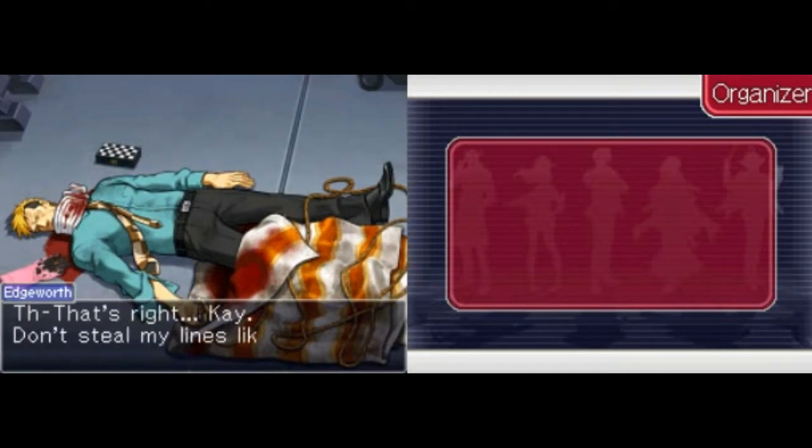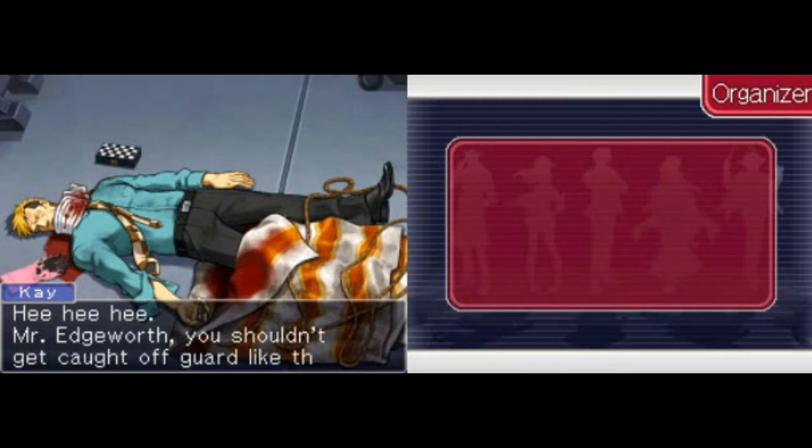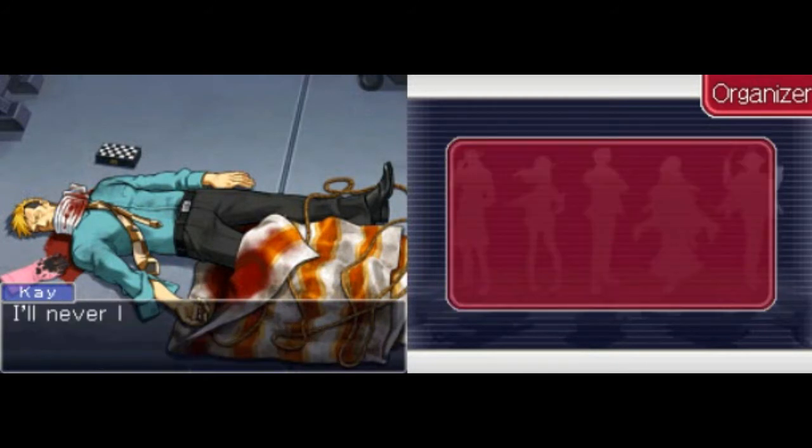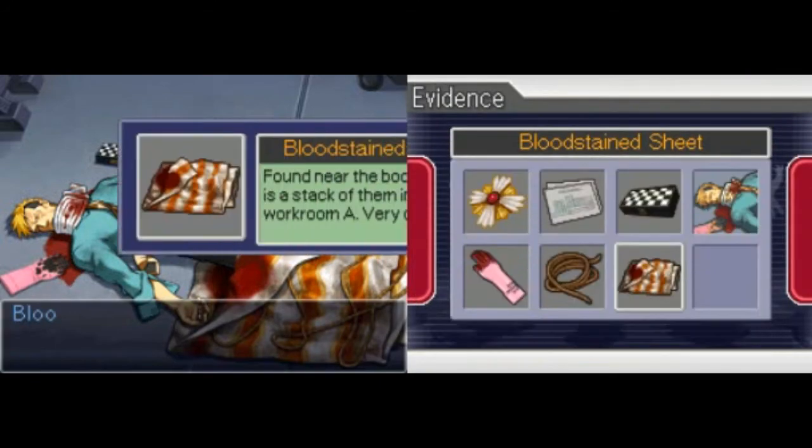That's right, Kay. Oops. Wrong voice. Don't steal my lines like that. Hee hee hee hee. Mr. Edgeworth, you shouldn't get caught off guard like that. I'll never lose my edge as the great thief. I thought she was on hiatus.